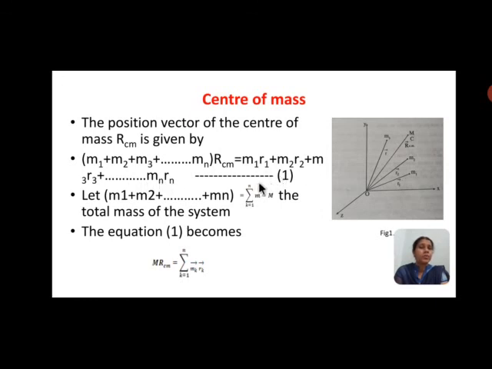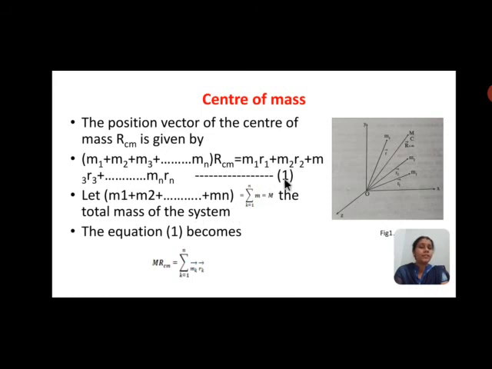But we know, I have already told you, that m1 plus m2 plus m3 is nothing but the capital M. I will write it here. m1 plus m2 up to mn is nothing but the summation of small m, and this summation of small m is nothing but the capital M. So now this capital M is the total mass of the system.